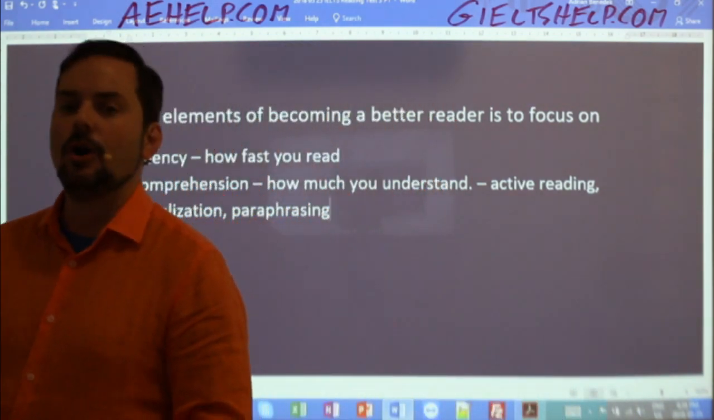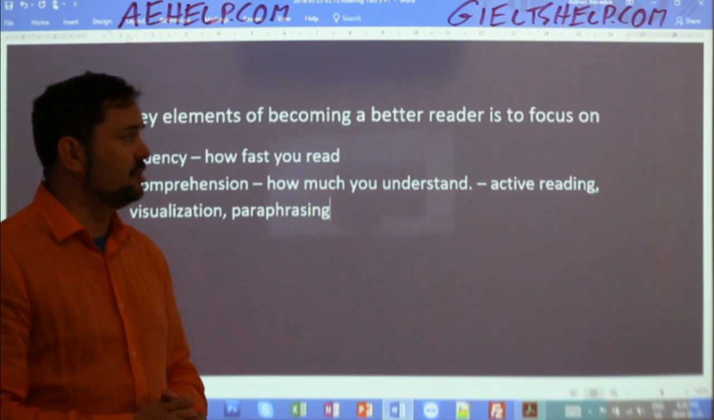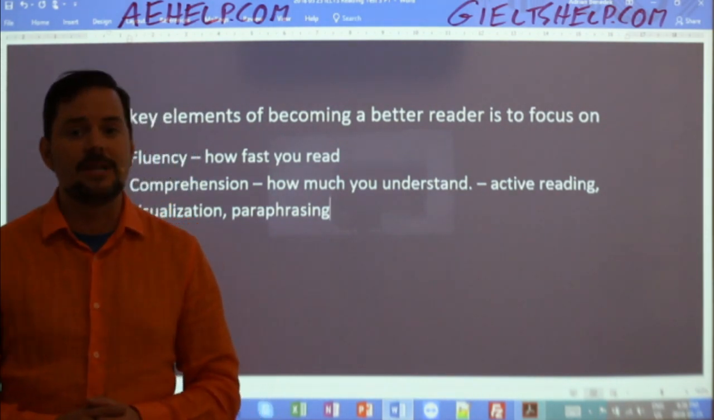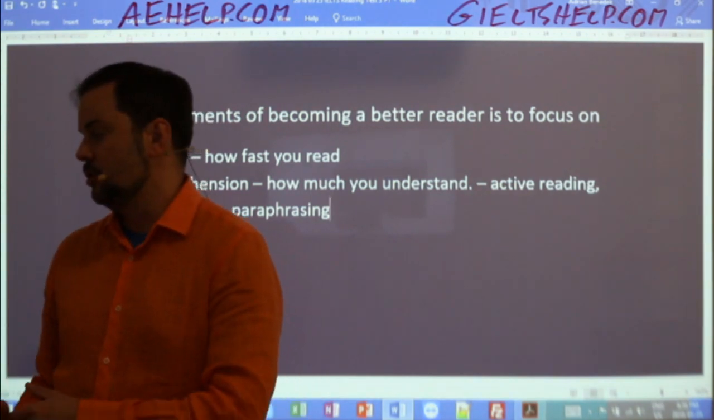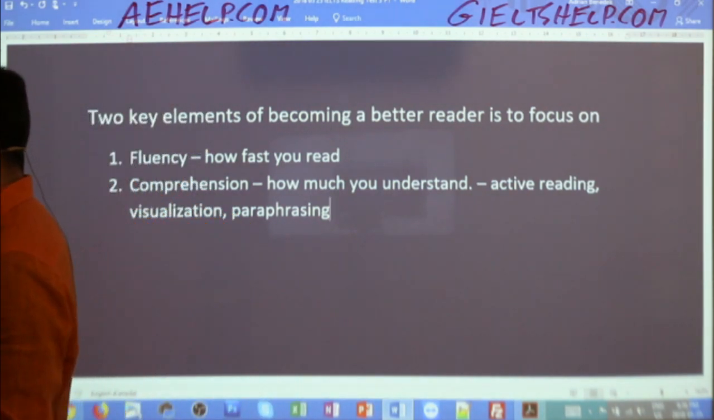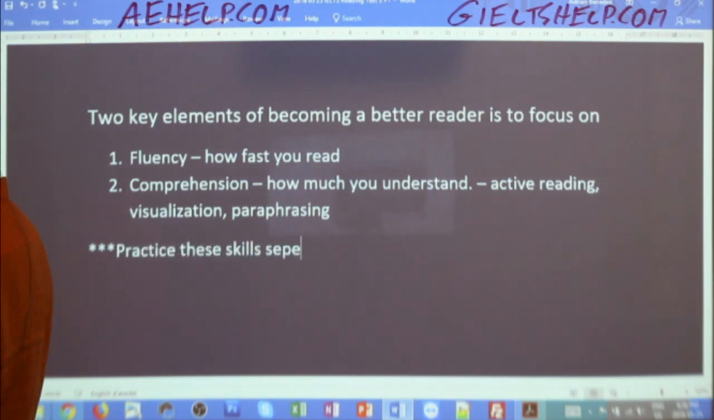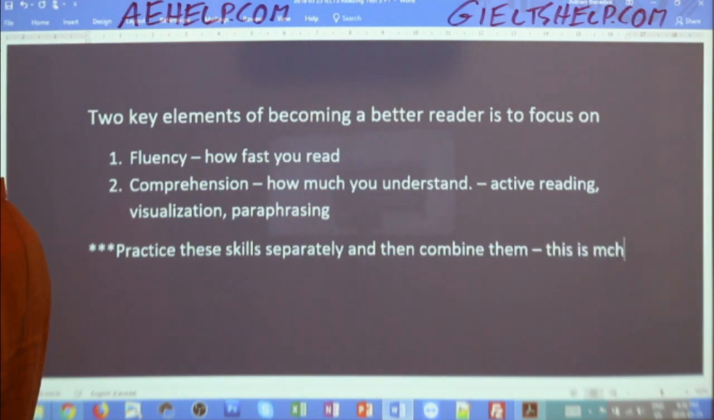okay? So of course, on the IELTS, you have 20 minutes for each passage. You should spend no more than about 10 minutes reading the passage, and you do need to read it. As I mentioned, skimming and scanning are not good, okay? So remember, practice these skills separately and then combine them. It's much, much more effective than doing both together.